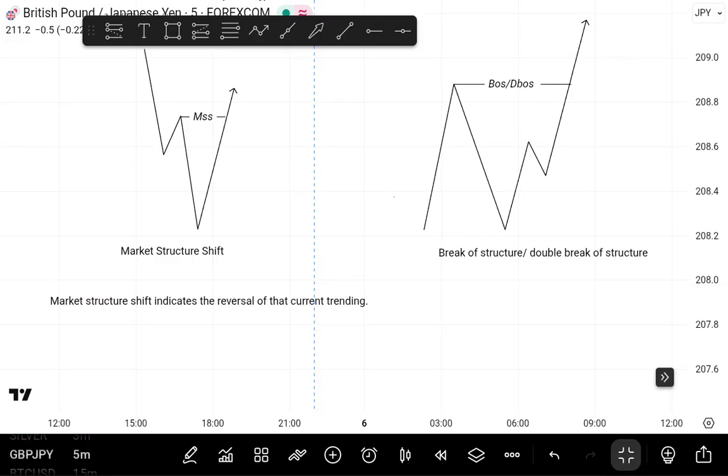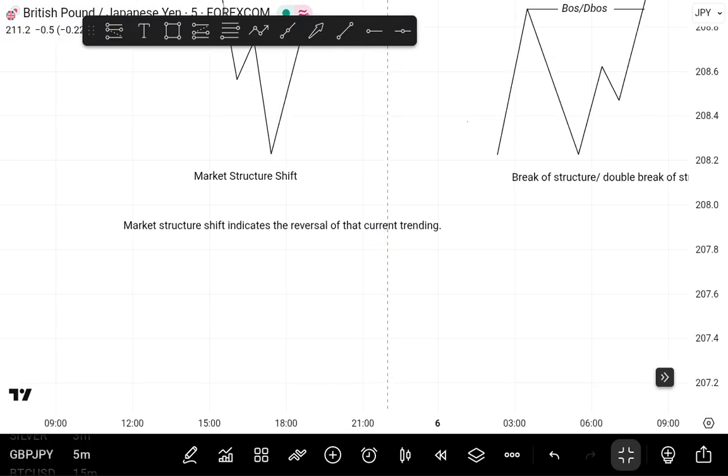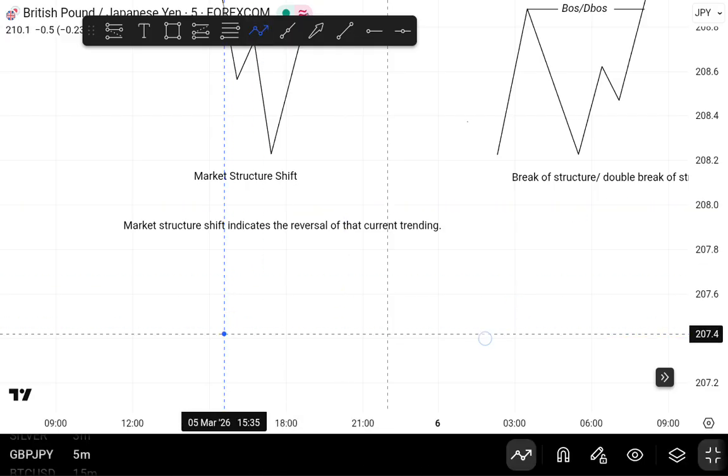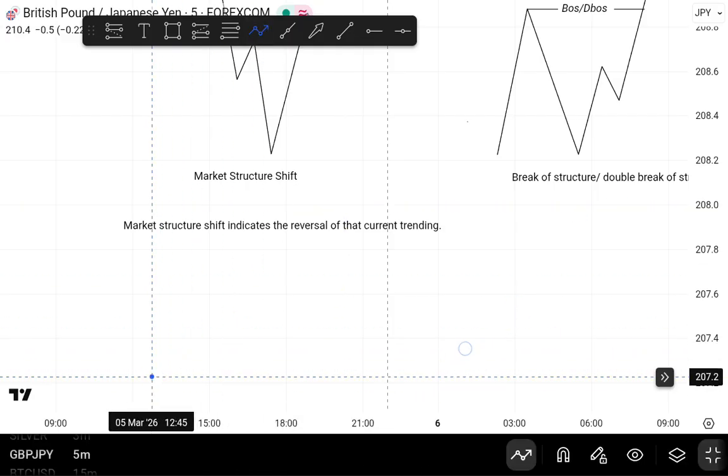When you come to the market and you're about to take a trade and you see this market structure shift, it's trying to tell you that the current trend is about to change. If the market was on a buy trend and you then see the market structure shift, it's telling you the market is about to shift from that buy trend to a sell trend. This is the structure for a sell.